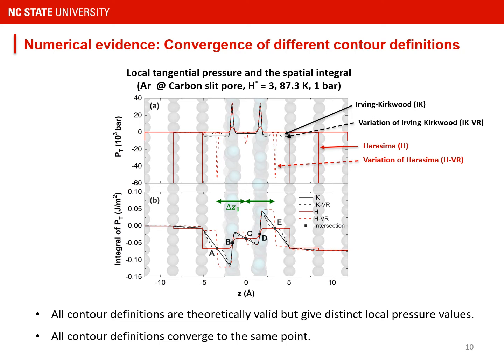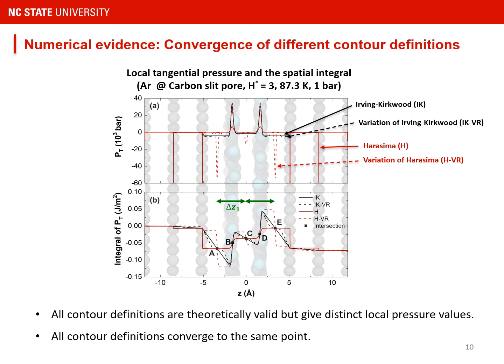The background figure is the simulation snapshot, and we can see only 2 sublayers can be accommodated in this pore. We calculate the local tangential pressure by 4 different contour definitions. These 4 different definitions are just 4 different ways to assign intermolecular forces to a local point. Mathematically, all of these contour definitions are equally valid. As expected, different contour definitions give different local pressure values, which reflects the non-uniqueness of the local tangential pressure.